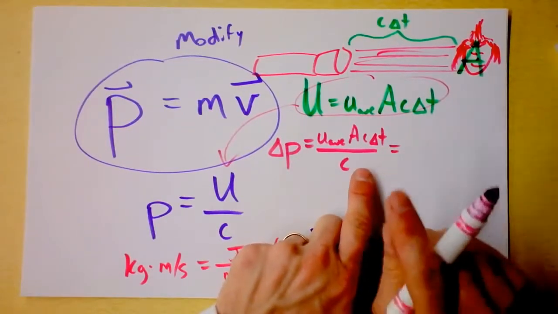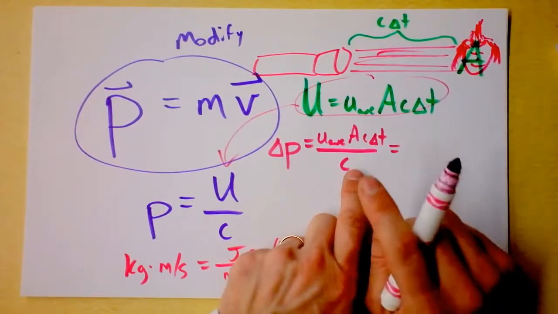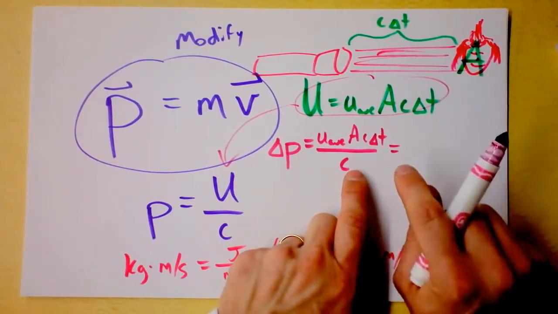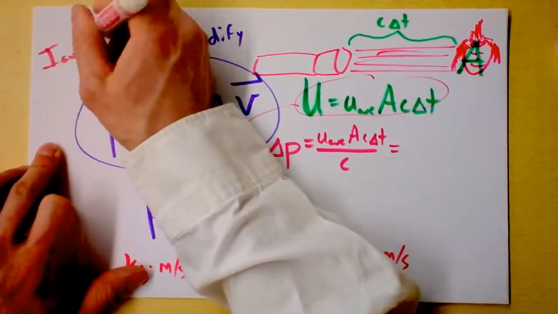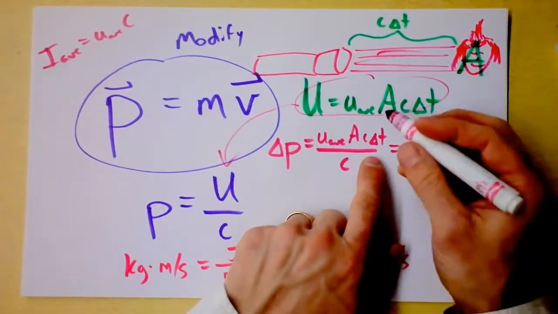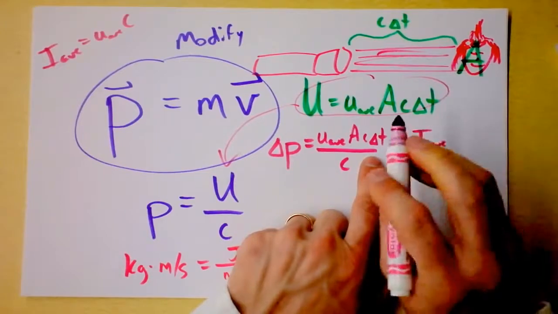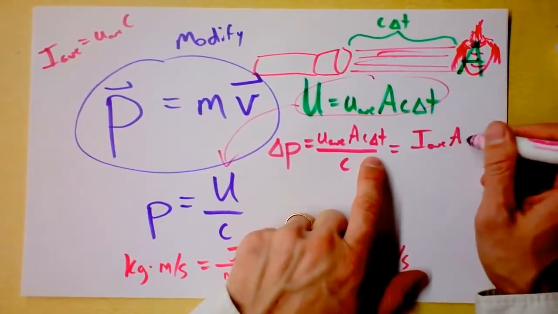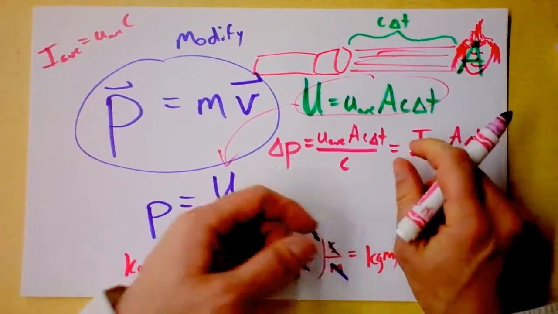Although I want to cancel those c's, I'm not going to do it, because I remember an equation for average intensity. The average intensity equation was u average times the speed of light. So I'm going to plug that in right here instead, and say that this is the same thing as average intensity times area times delta t, still divided by c.